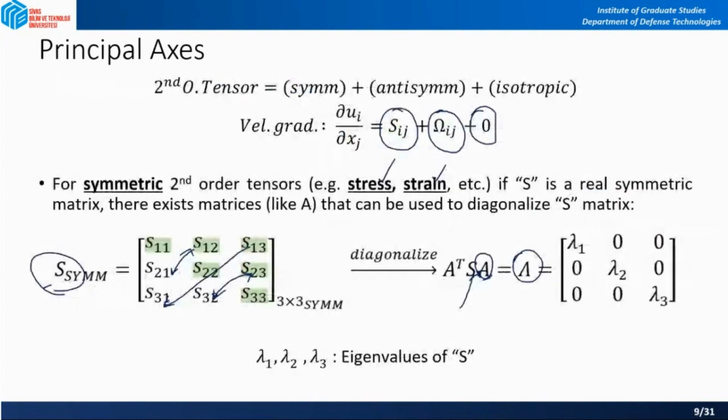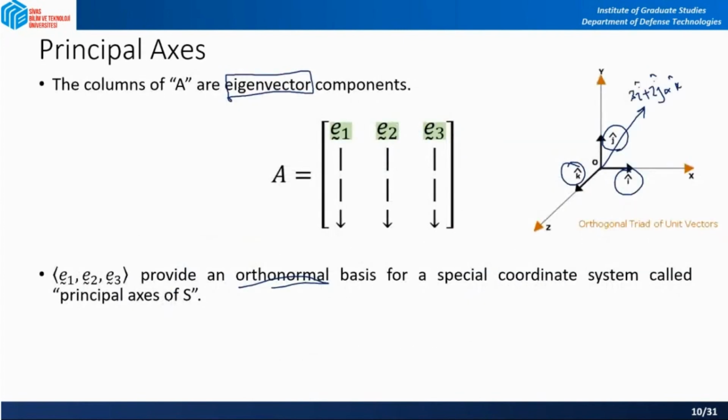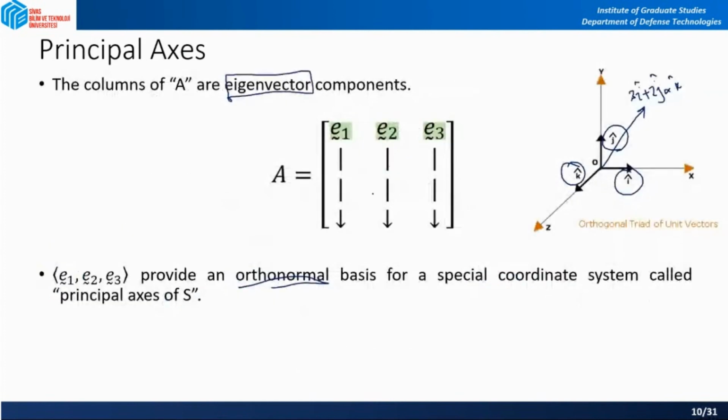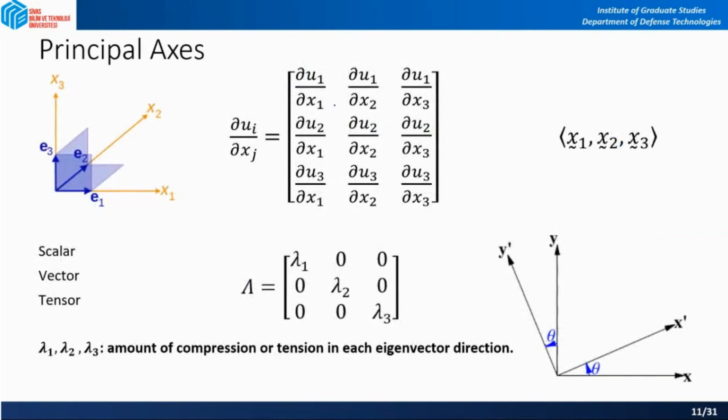Remember that. This S matrix is a symmetric matrix, and the A matrix is the eigenvector matrix, the eigenvector components. Therefore, finding these eigenvectors is very, very critical, and they are the actual orthonormal basis for your new axis system. This new axis system is special.